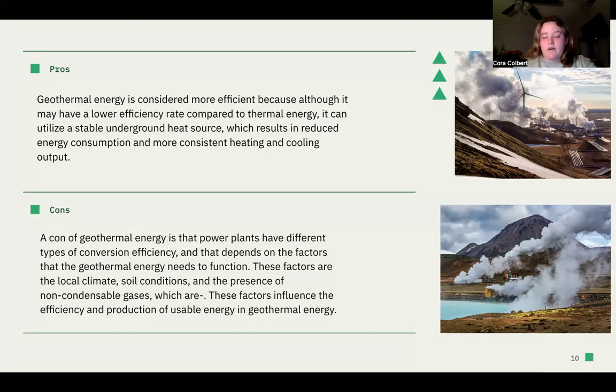And some cons of it, like I stated, is that it does have a lower conversion efficiency, depending on the factors of the plant. Some of the factors that can affect it are things like local climate, soil conditions, and the presence of non-condensable gases. These factors may influence the efficiency and production of the usable energy that goes into the geothermal energy.